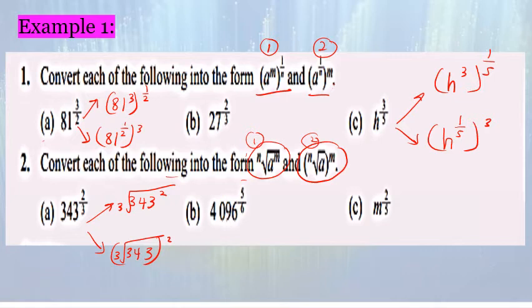You can refer to the textbook. C, you convert to this form. You take the power, so m power 2, and then the root of 5. For the second one, we do the root first, so m with the root of 5, and then power with 2. Okay, do you understand this?